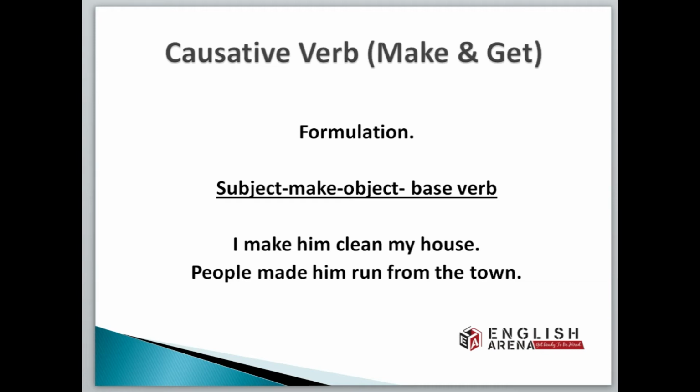Object, that means the person who does the job, and the base verb. As I told you, we always use the base verb. So first sentence, I make him clean my house. So here I is the subject, make is the causative verb, him is the object, clean is the first form of the verb. Or next example, people made him run from the town. So guys, this was all about make.